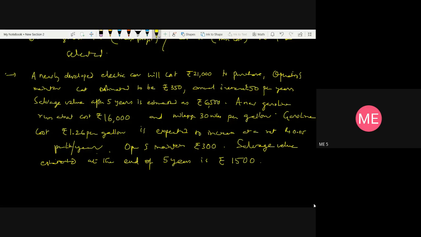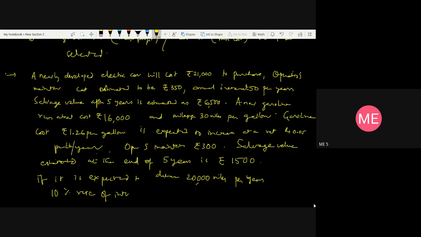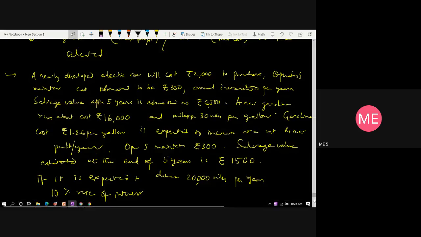So I have two vehicles, one is electric and one is run by gasoline. If it is expected to be driven 20,000 miles per year, determine which option is best for me, assuming 10% rate of interest. We need to find which one is going to be best.